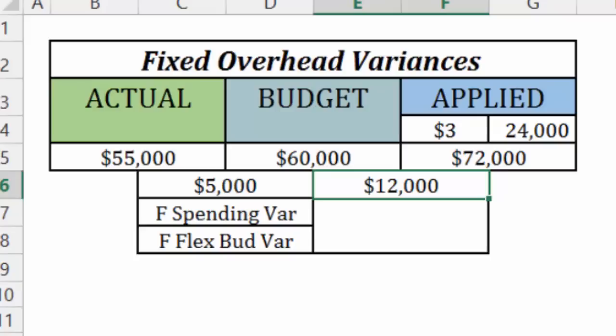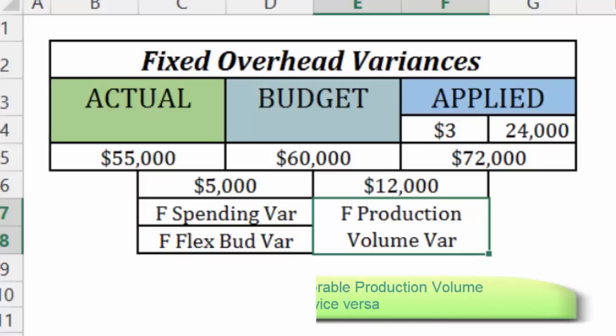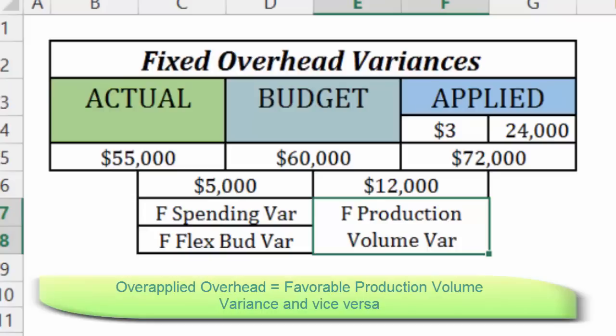This should sound similar. We talked about over-applied overhead in previous topics. This is a production volume variance. It's a favorable production volume variance because we made more units than we had planned on making, and that ultimately increases our profit or our operating income, net income, but it's a production volume variance. This is not part of the sales volume variance. This variance is out there all by itself.